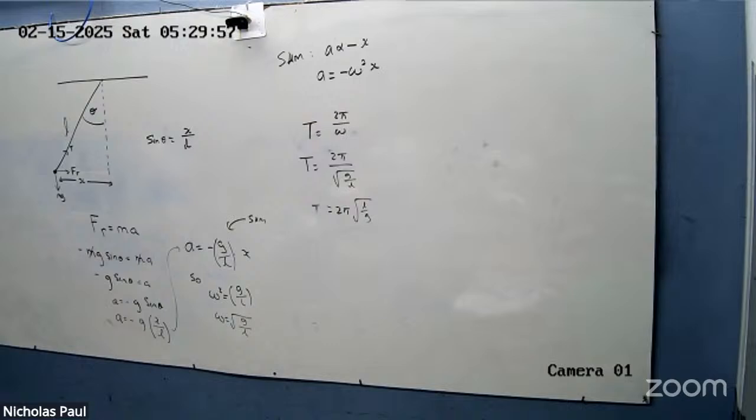Here it is again. This is to show simple harmonic motion. Also, if they ask you to prove T is equal to 2 pi root l on g, this is what you have to do. This is what you got.